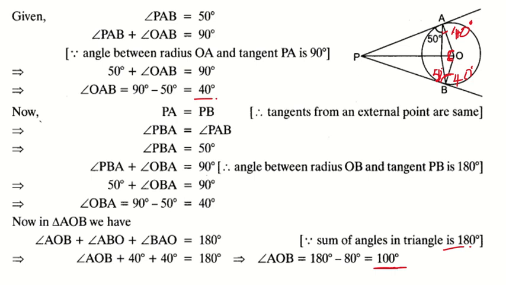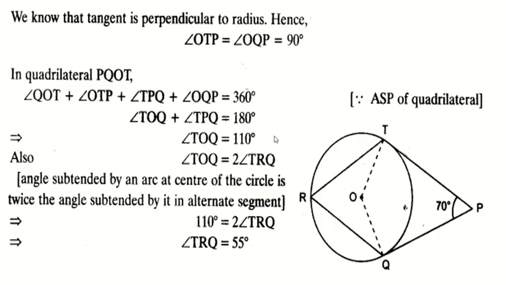What are they? One is, the tangent at the touching point with the radius always gives you what? 90 degrees. The tangents will have equal length. Okay, then next, what we are going to do over here is find out TRQ. This angle we have to find out, right?